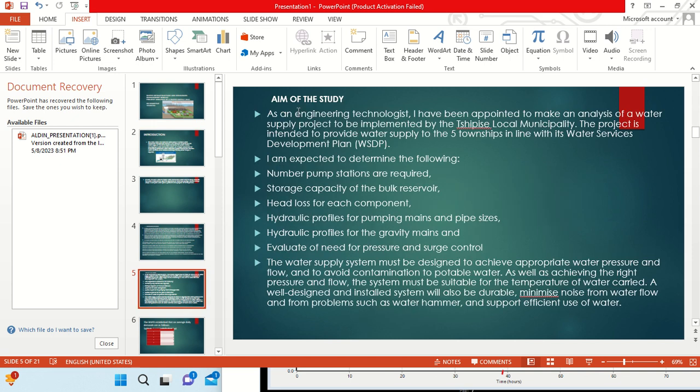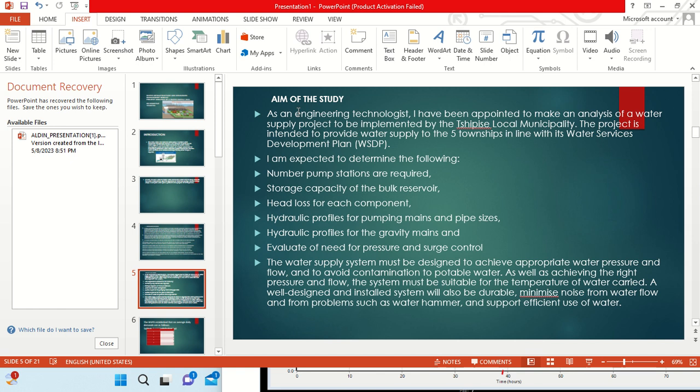As an engineering technologist, I've been appointed to make an analysis of water supply projects to be implemented by the Pise local municipality. This project is intended to provide water supply to 5 townships in line with its water service development plans.